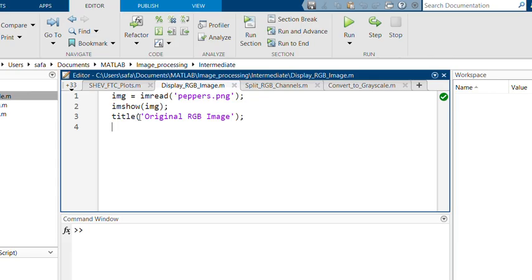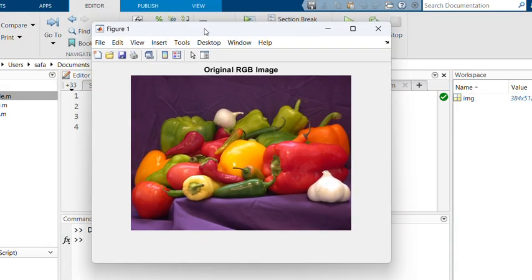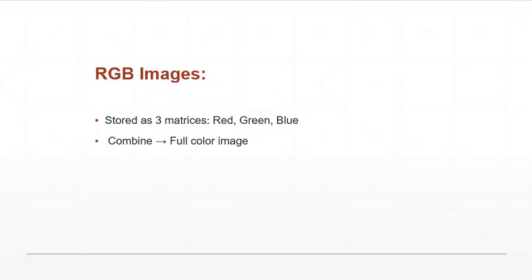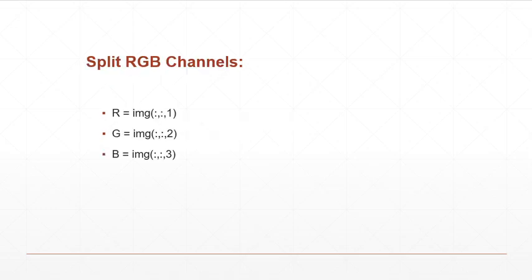Here we load the classic MATLAB sample image, purpose.png. Notice that this is an RGB image, not grayscale. Each channel can be accessed separately using the third dimension of the image matrix. Let's see how to display each channel individually.